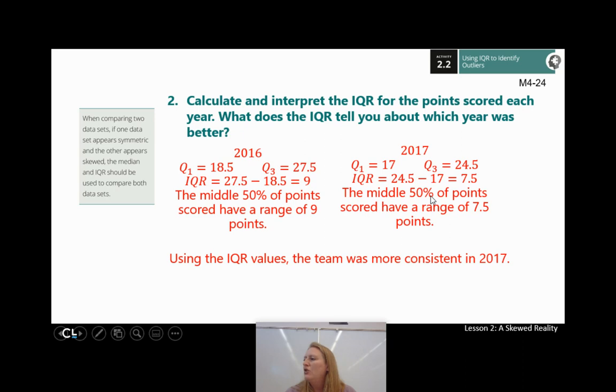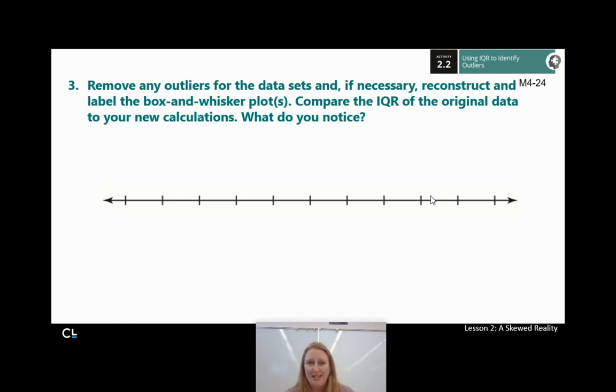All right. So what I'd like you to do now is find any outliers. Use that interquartile range to determine any outliers for the data, and if you do find outliers, reconstruct your box and whisker plot. Make sure you compare that interquartile range of the original data with your new calculations. Remember, we said it could change on you, so watch out for that. Go ahead, hit pause, find your outliers, and reconstruct your box and whisker plots if necessary, then hit play to keep things going.